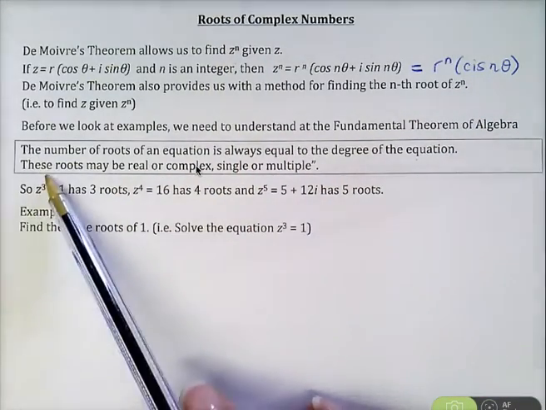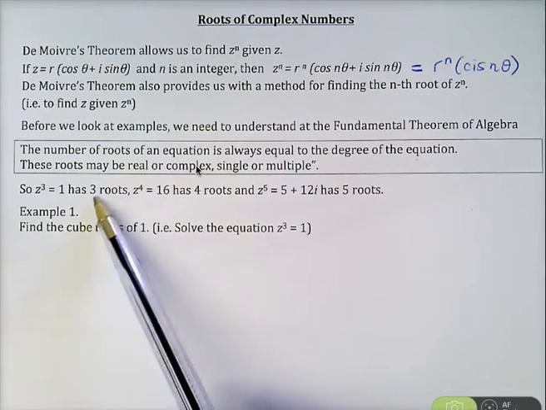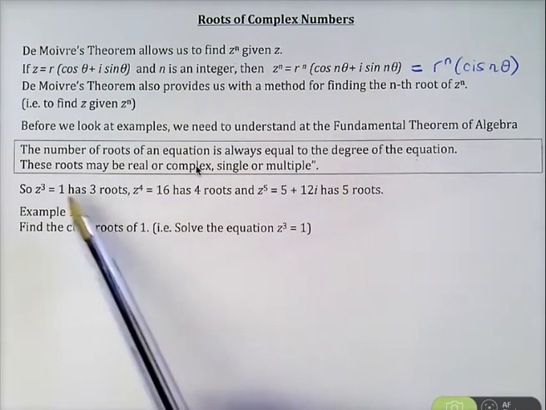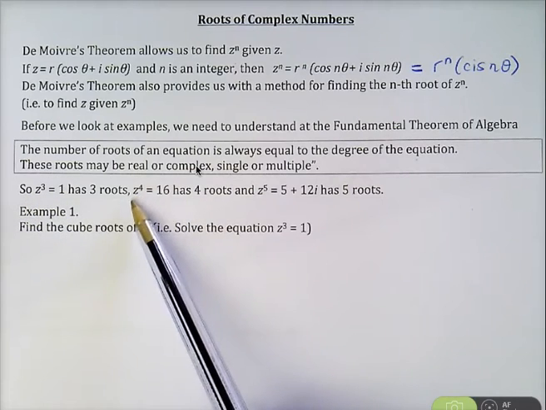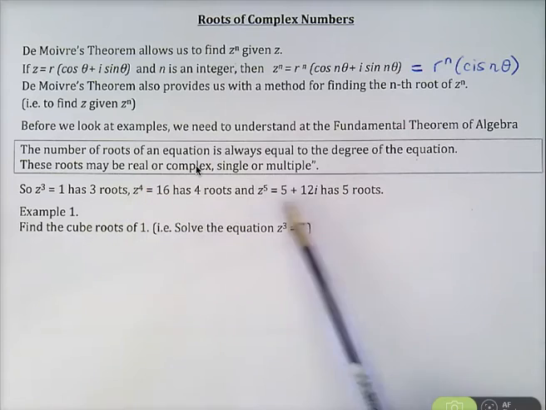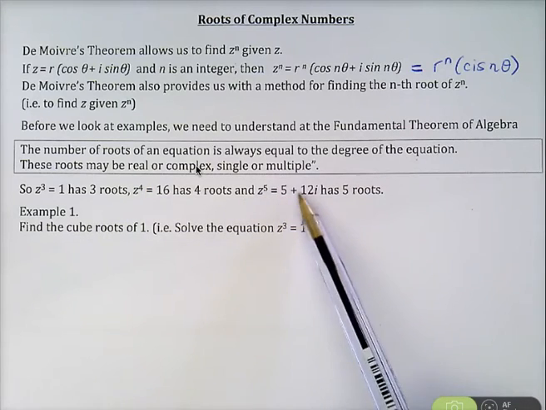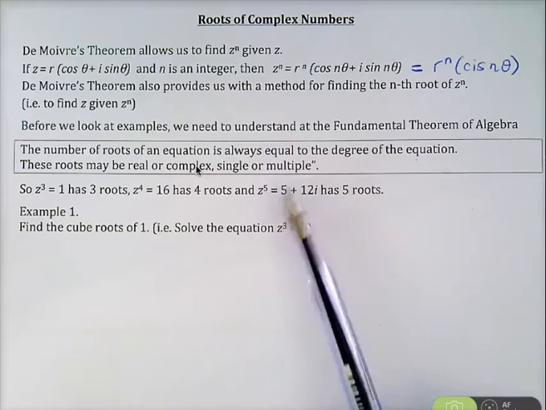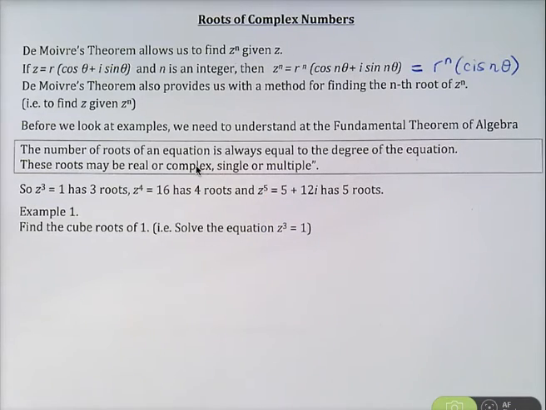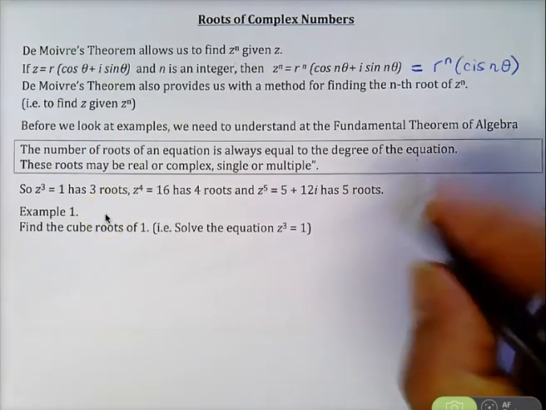So if we've got z to the power of 3 equals 1, it will have 3 roots because the number of roots equals the degree of the equation, and this equation has degree 3. z to the power of 4 equals 16 will have 4 roots because this is degree 4. z to the power of 5 equals 5 plus 12i will have 5 roots because this is an equation of degree 5. So looking at this first example, find the cube roots of 1.